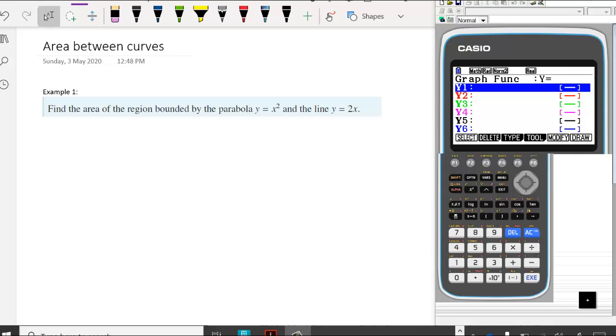In this lesson today, we're looking at going through some examples and determining the area between curves. So in this first example, we're asked to find the area of the region bounded by the parabola y equals x squared and the line y equals 2x. So pretty straightforward. If we put this in, we've got x squared and we have 2x.